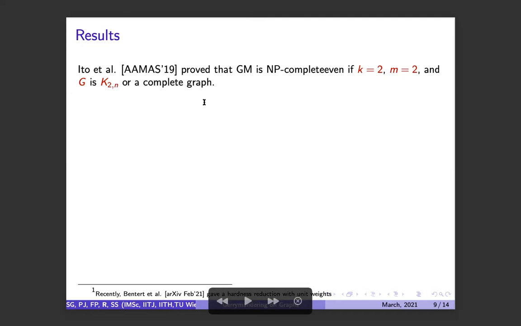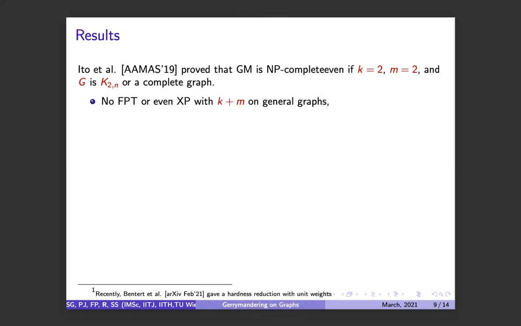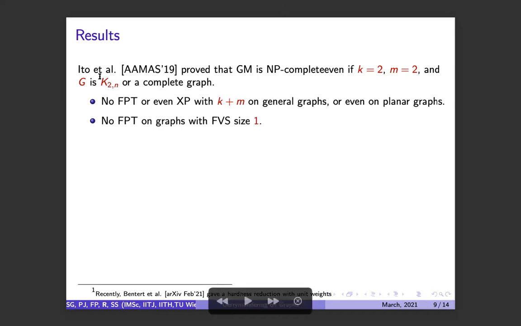So what does this mean? Since this is para-NP-hard parameterized by k and m, you cannot have an FPT or even XP algorithm parameterized by k plus m on general graphs, or even on planar graphs, because K2,n is a planar graph. And if you delete just one vertex from this graph, it becomes a forest. So again, even for graphs with feedback edge set size 1, you cannot have an FPT algorithm parameterized by k plus m.